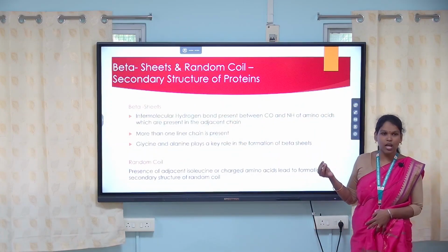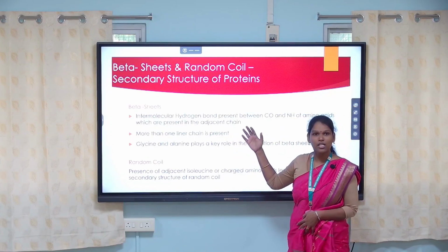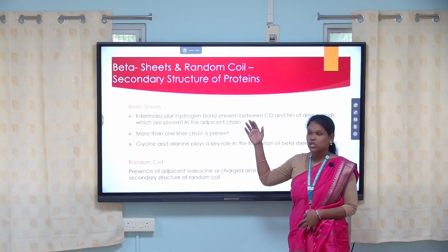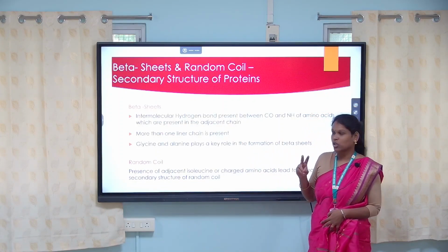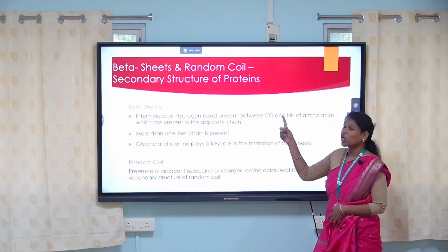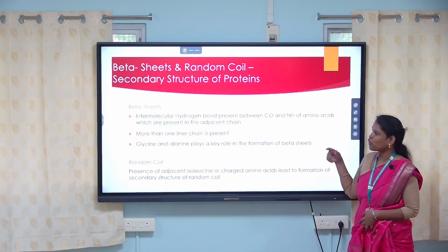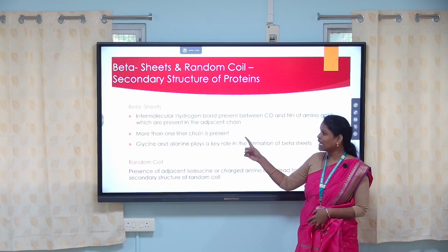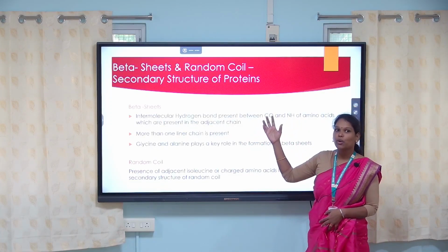And next we can see the beta sheets. Beta sheets are intermolecular. As I told you before, the alpha helix is intramolecular. So here I am just highlighting the differentiation between the structural organizations of the secondary structure of proteins. In the beta sheets, intermolecular hydrogen bonds are present between the carboxylic and amine groups of amino acids, followed by the adjacent amino acid, and more than one linear chain will be present in the overall structure of alpha and beta sheets of proteins.